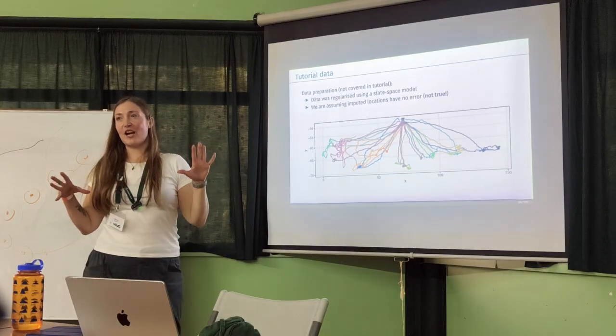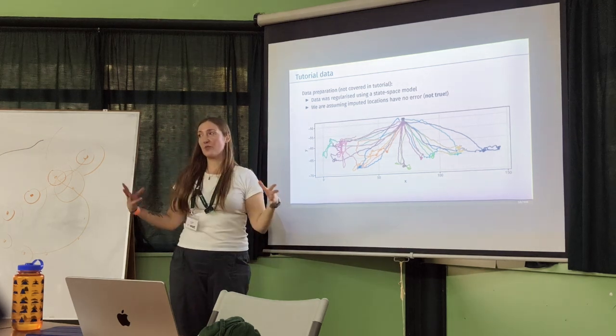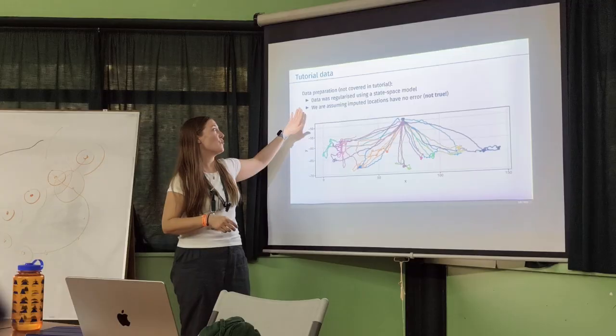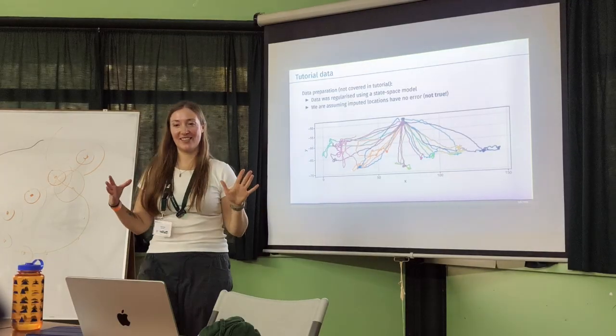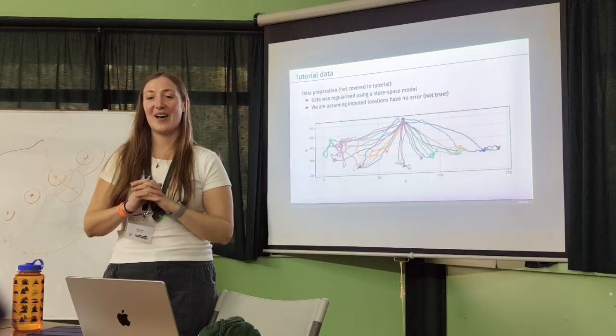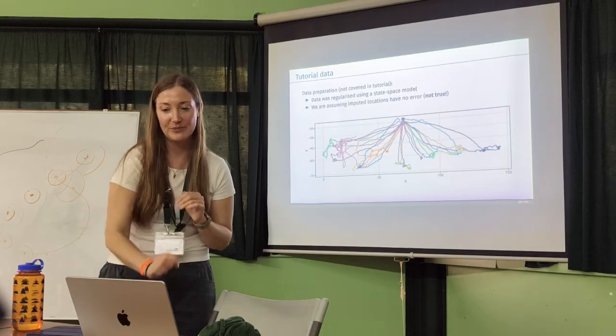And we're not going to actually cover all of this data preparation, but the data was regularized using a state space model. And so we're actually assuming that the locations have no error, even though they are imputed locations. Just for simplicity, we're not going to take that into account.